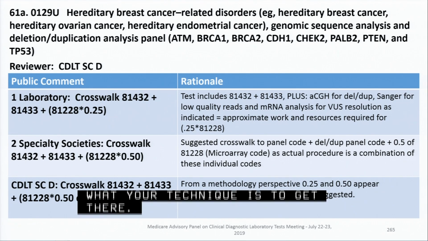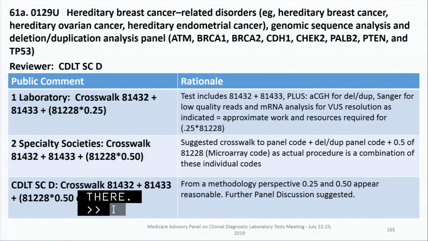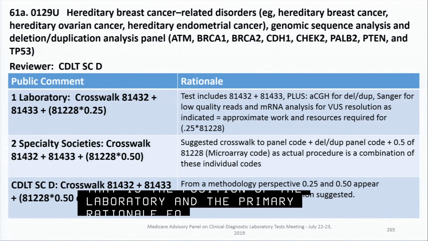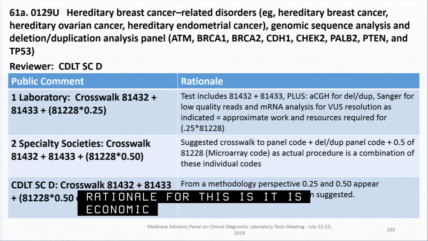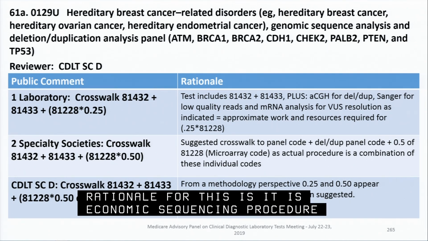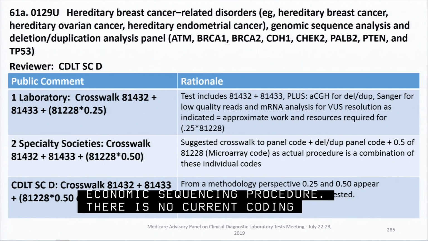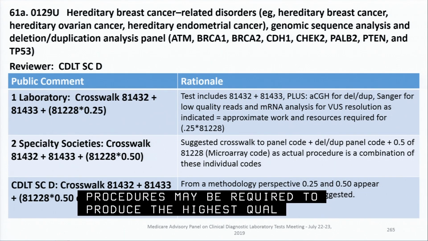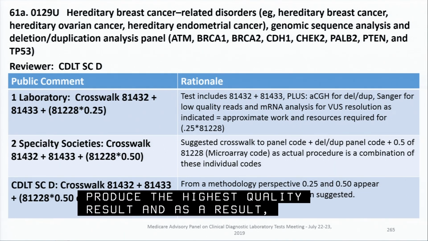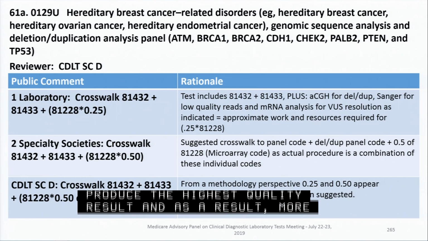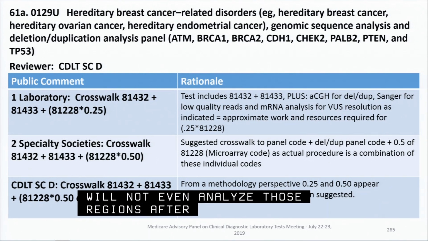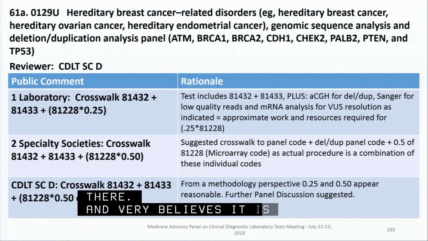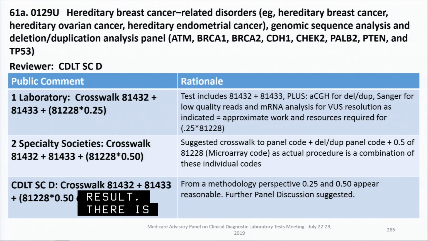Yes, that is the position of the laboratory, and the primary rationale for this is that it is a genomic sequencing procedure code, not procedures. So therefore, there is no current coding infrastructure that represents the fact that multiple procedures may be required to produce the highest quality result. As a result, multiple laboratories will not even analyze those regions of the genes. They'll simply disclaim the fact that they have not looked there. And Ambry believes that it is necessary to produce the highest quality result to analyze that, and therefore there's some required coding differentiation to represent that. I hope that answered your question.